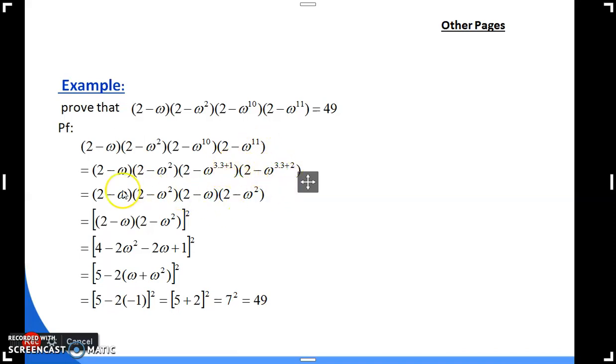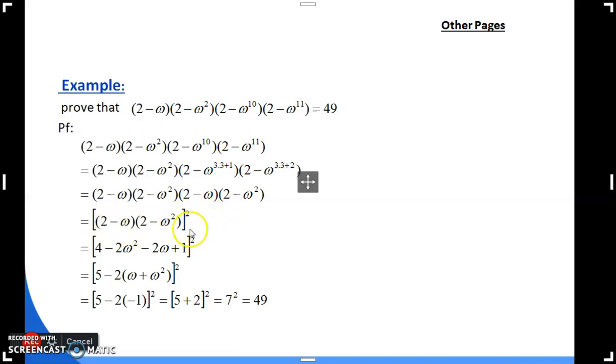In the next line, 2 minus omega, 2 minus omega square, and omega to the power 3 is 1. So 1 to the power 3 is again 1. So only the remainder is 1, so omega to the power 1, that is omega. Similarly here the remainder is 2, so omega square, that means 2 minus omega square. Now we can see in this line 2 minus omega is repeated, and 2 minus omega square is also repeated. So ultimately we can write it whole to the power 2, meaning each factor is repeated.